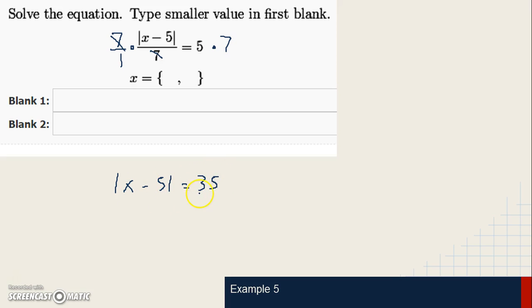And I know the two numbers that will give me the absolute value of 35. So I'm going to take my x minus 5 and set it equal to negative 35. And I'm going to take x minus 5 and set it equal to positive 35. Now I'm just going to use inverse operations here. The opposite of a negative 5 is a positive 5. When I simplify these, I get 0. Same here.